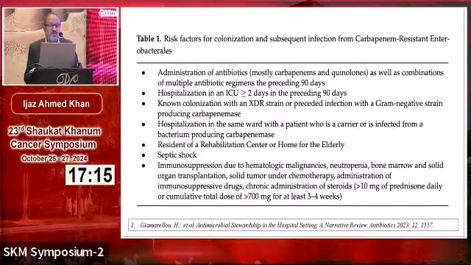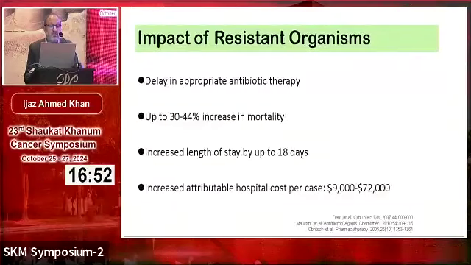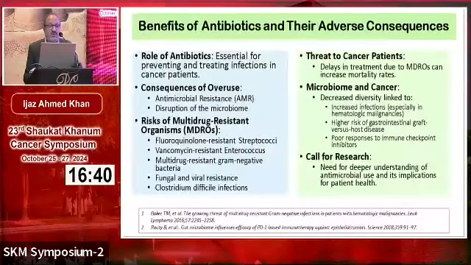So also the risk of colonization and subsequent infections of MDROs like carbapenem resistance. So immunosuppression per se alone also predisposes to these infections as well. So these include hematologic malignancies, neutropenia, bone marrow and solid organ transplants. So what is the impact of resistant organisms? So one, of course, is delay in appropriate therapy, increased mortality up to almost 50%, increased length of stay, and of course, huge costs that are involved.